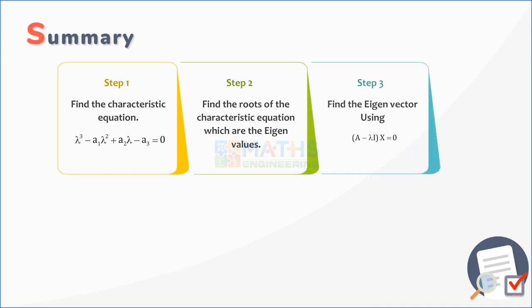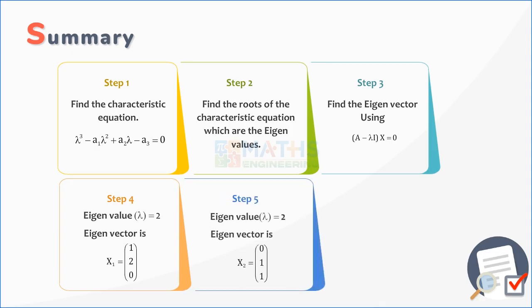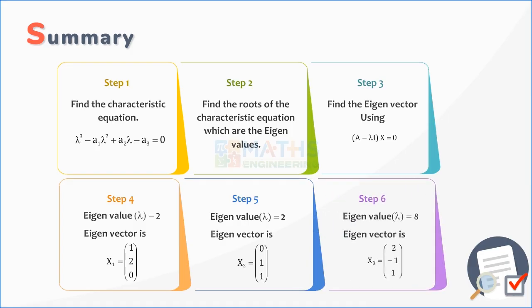We define the eigenvector as capital X is equal to a column matrix x1, x2, x3. We find the eigenvector using the equation A minus lambda I into X is equal to 0. For the first eigenvalue lambda is equal to 2, we get the eigenvector x1 is equal to 1, 2, 0. For the second eigenvalue lambda is equal to 2, we get the eigenvector x2 is equal to 0, 1, 1. For the third eigenvalue lambda is equal to 8, we get the eigenvector x3 is equal to 2, minus 1, 1.